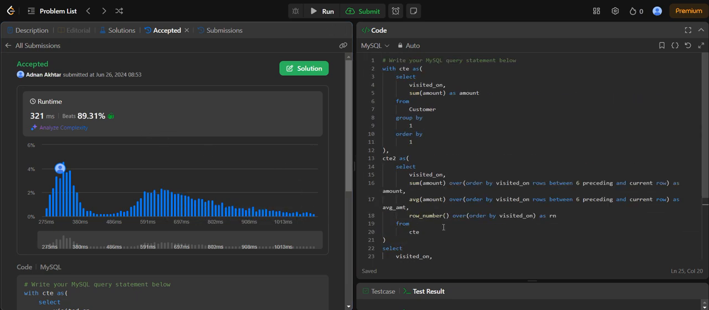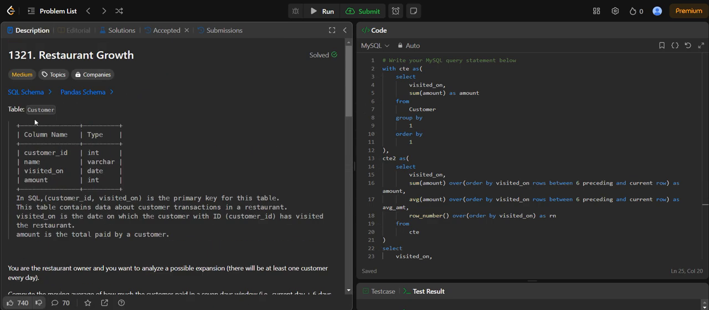So this is a truly difficult problem, although it is listed as a medium level question.